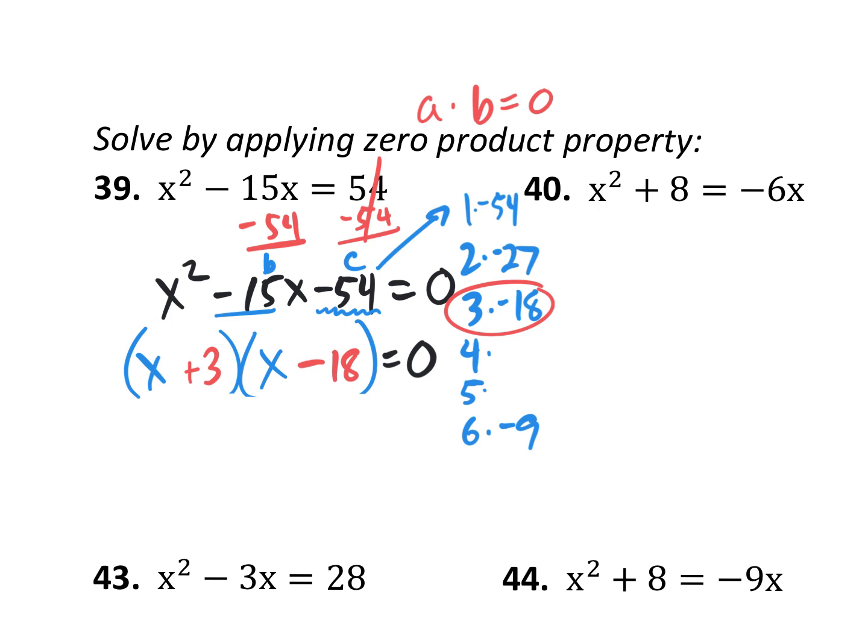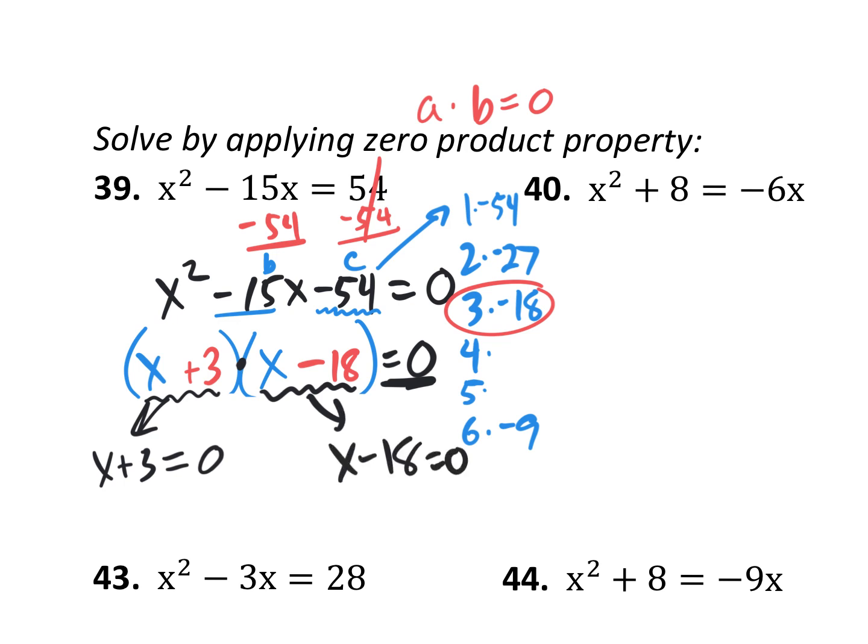But now we could apply the zero product property. How could we apply it? Well, right here we have something times something else equaling 0. So that means that the first something, the x plus 3, could equal 0, and/or the second something, x minus 18, could equal 0. These are two simple one-step equations that you could solve.